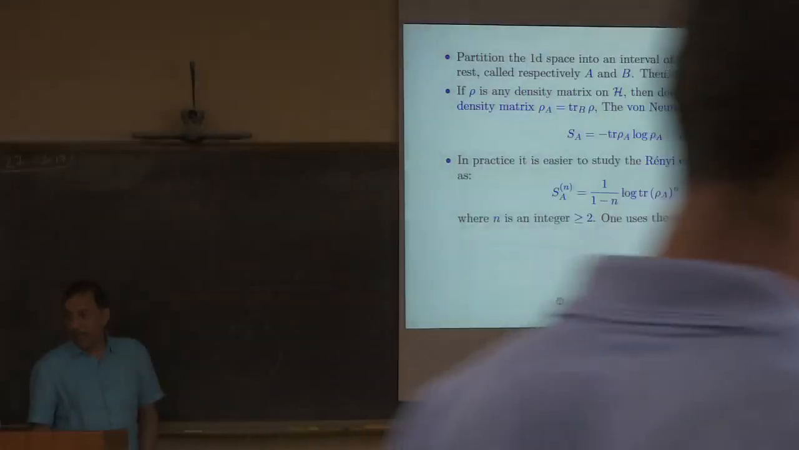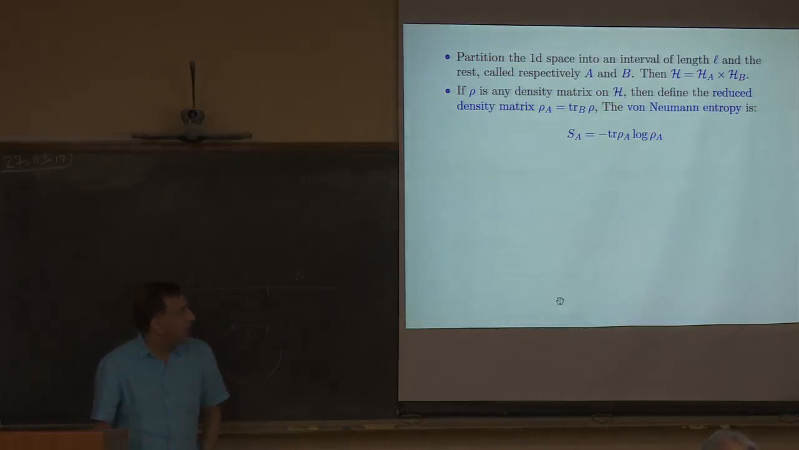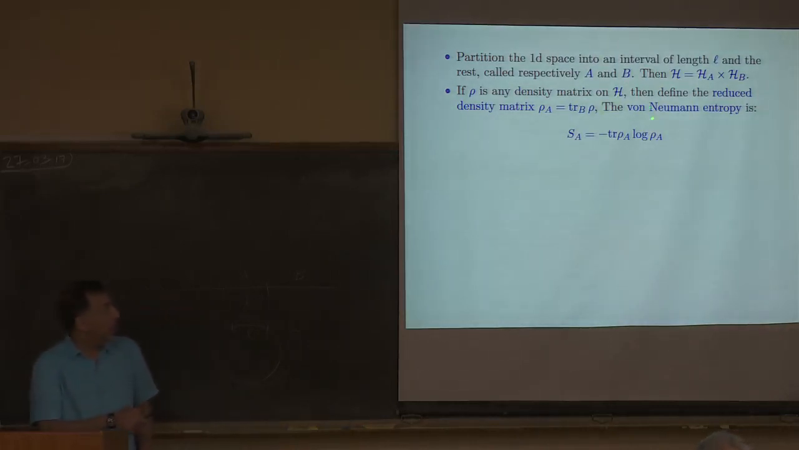Now there's a little technical caveat, which is that people in this field complain that you shouldn't call this entanglement entropy, because it is really an entanglement measure only if rho is a pure state. If rho is not a pure state, it's still the von Neumann entropy, but it doesn't happen to be a good entanglement measure.